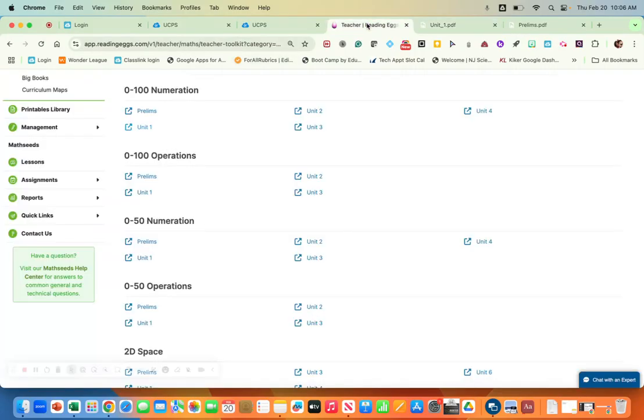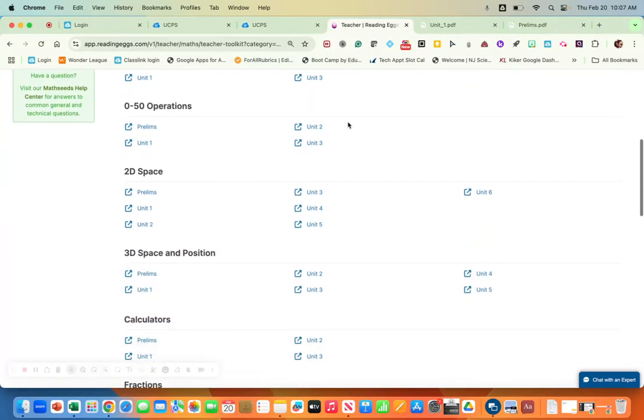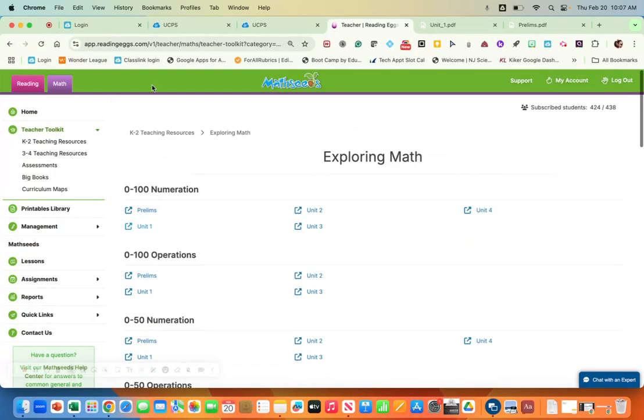Tabbing back over, you'll see Unit 1, Unit 2, Unit 3, Unit 4. The prelims show you a kind of preview of what these units are going to be focusing on, and then they're all the same going down, depending on the title. So let me go back.